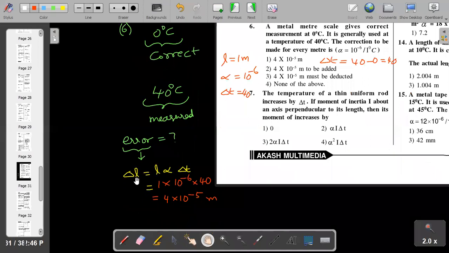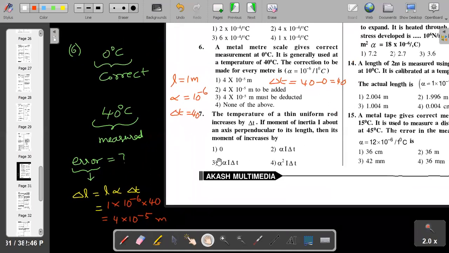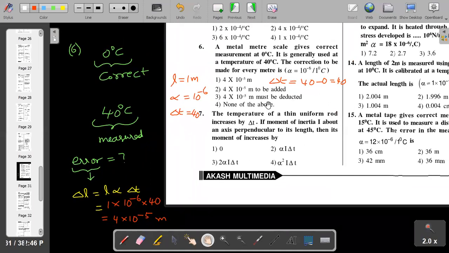What is the error value? I can write delta L equal to L alpha delta T. L value is given as 1, alpha value as 10 power minus 6 and delta T as 40. By multiplying this, I got 4 into 10 power minus 5 meter. This is the error. Now the question is asked, sir, shall we take the added or deducted?